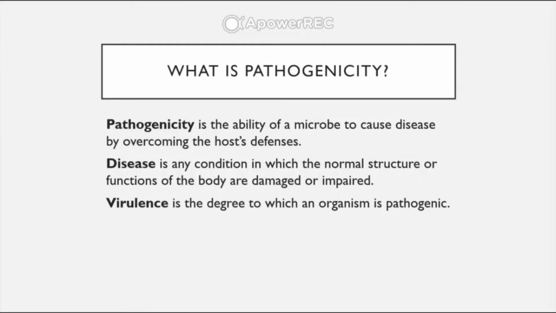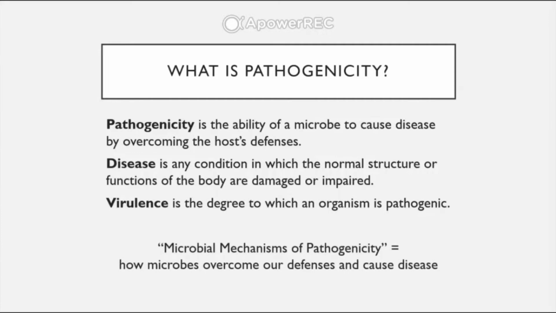The first is pathogenicity, which is the ability of a microbe to cause disease by overcoming the host's defenses. Next is disease itself, which is any condition in which the normal structure or functions of the body are damaged or impaired. And then finally, virulence, which can sometimes be confused with pathogenicity, but it is the degree to which an organism is pathogenic. So if we were to apply these terms to the chapter heading, Microbial Mechanisms of Pathogenicity, we're studying how microbes overcome our defenses and cause disease.